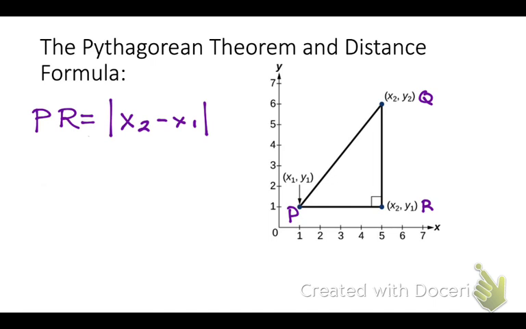The length of QR would be the difference of my y's, because it's our up and down vertical movement. So the absolute value of y sub 2 minus y sub 1.